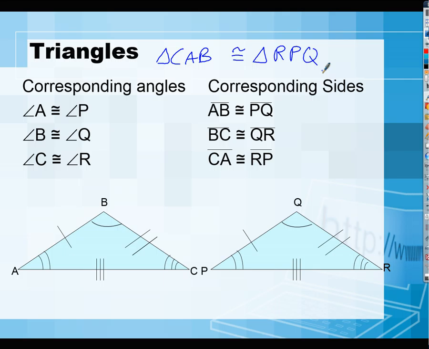What's another way? What if I said triangle ABC is congruent to PQR.